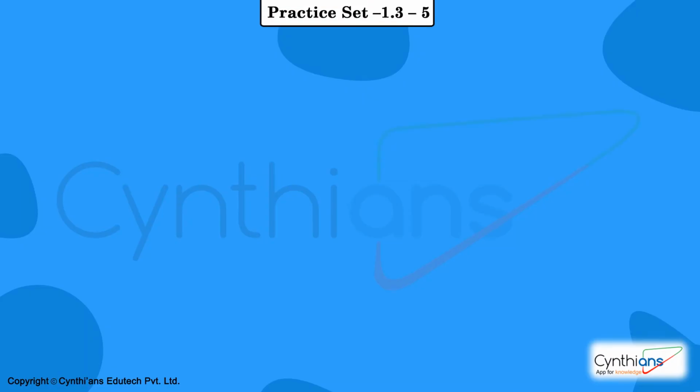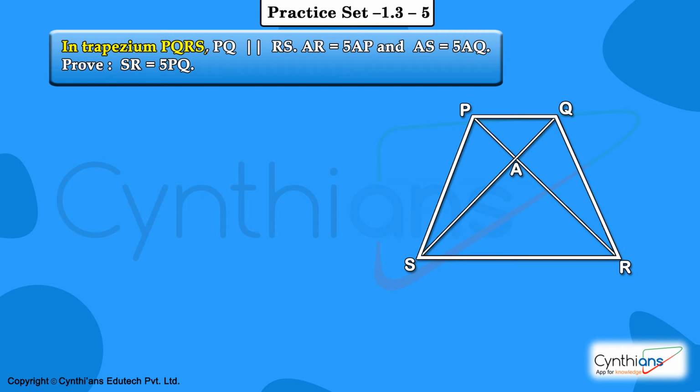Practice it. 1.3, sum number 5. In trapezium PQRS, PQ is parallel to RS. AR is equal to 5AP and AS is equal to 5AQ. Prove that SR is equal to 5PQ.